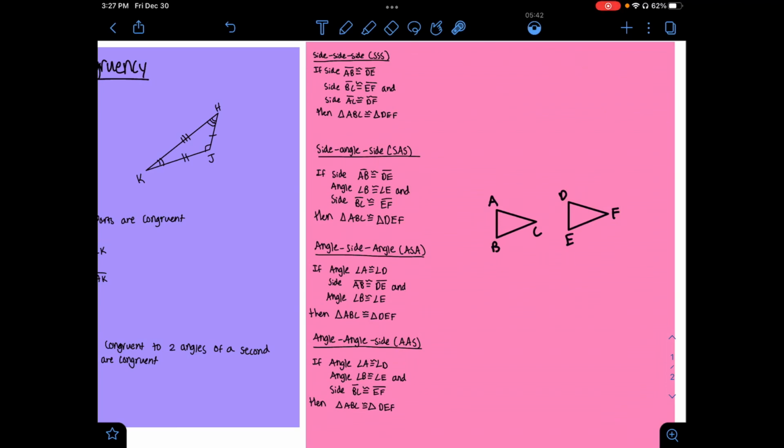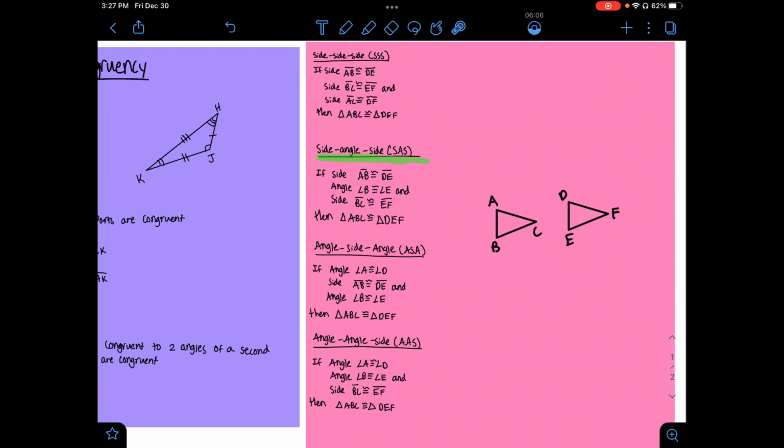One way is by side, side, side, which is also SSS. Using these two triangles, if side AB is congruent to DE, BC is congruent to EF, and AC is congruent to DF, then that means that triangle ABC and triangle DEF are congruent. That's using side, side, side.